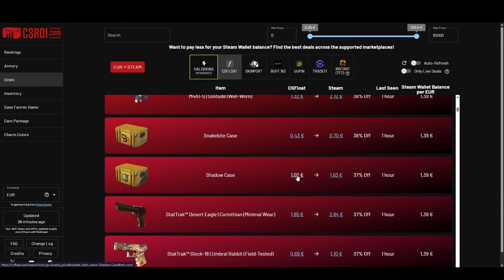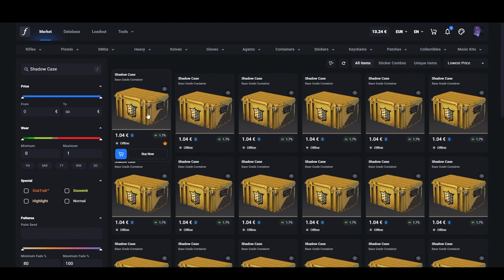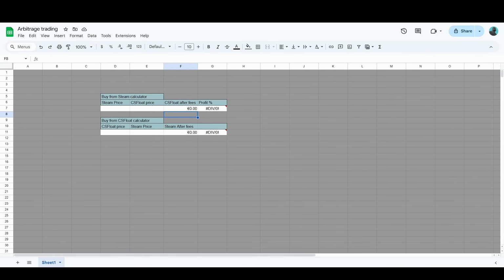So let's go with this shadow case for example. So you just open both tabs. This is the CSFloat one. It's €1.04 and I made a Google sheet.